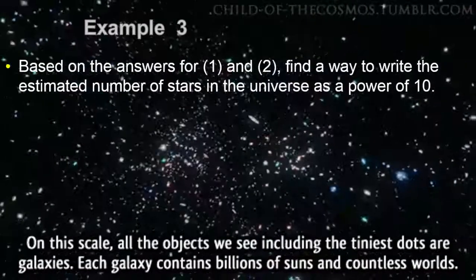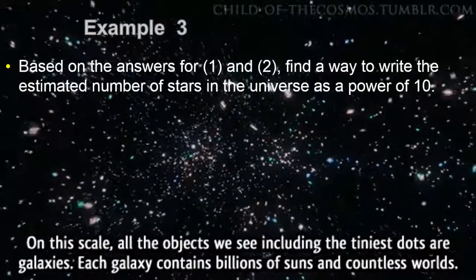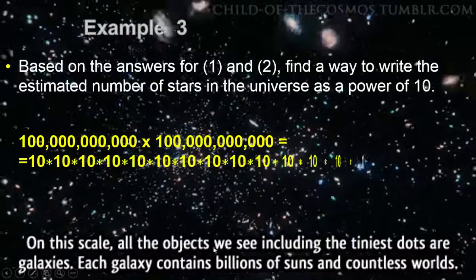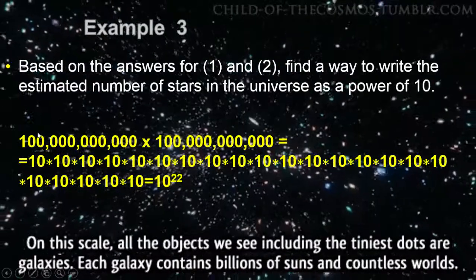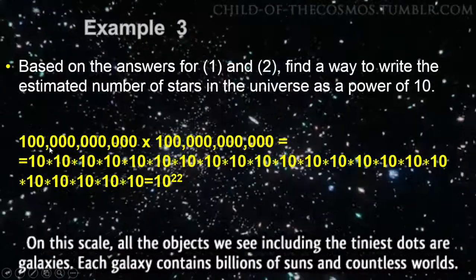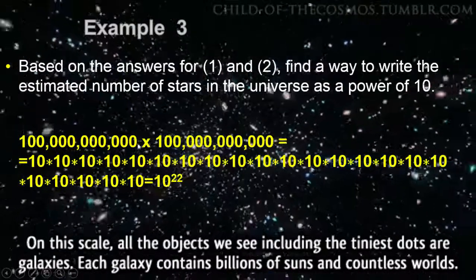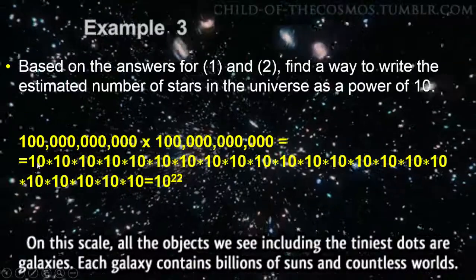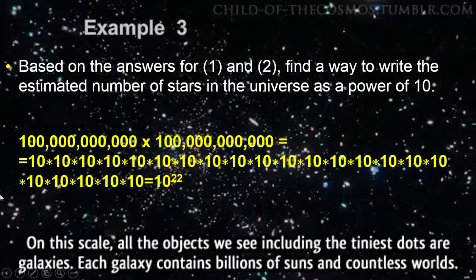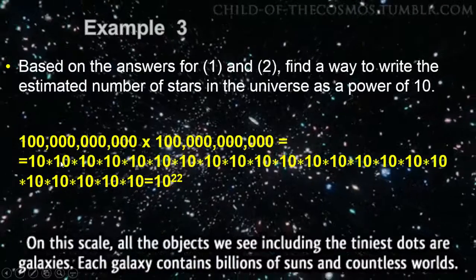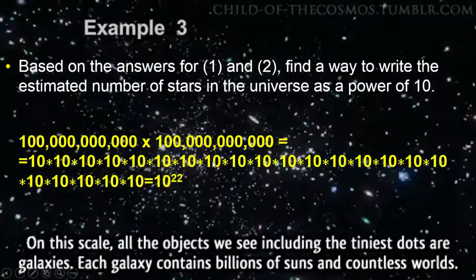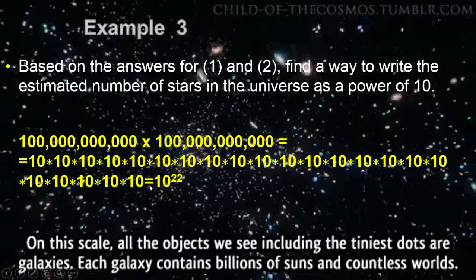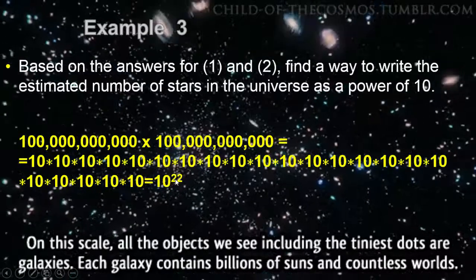Based on the answers for 1 and 2, find a way to write the estimated number of stars in the universe as a power of 10. Well, we found out that there were 100 billion times 100 billion, and that means it's 100 followed by 9 zeros times 100 followed by 9 zeros. And that means we have to multiply 10 by itself 22 times. But this is the same thing as 10 to the 22nd power.